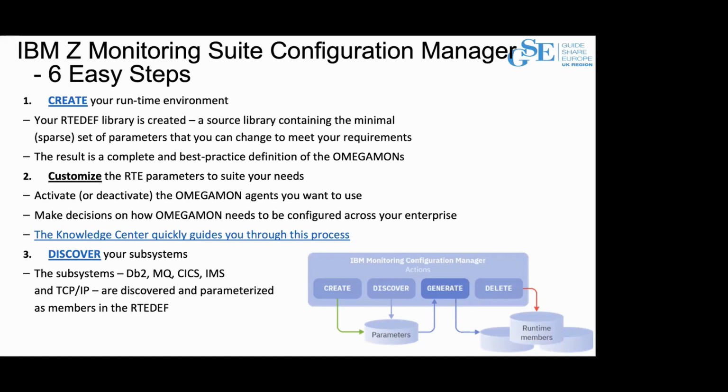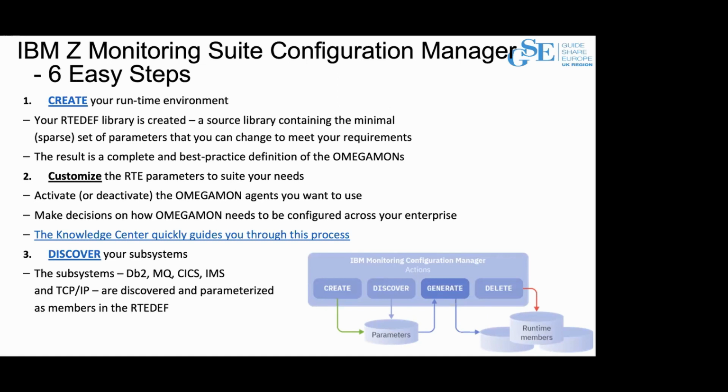Okay, so the first one, as I said, is create. This creates your runtime environment. It actually creates just one data set, which is your RTE def library. We set up a list of parameters that most customers change to configure the OMEGAMON. So you'll find members in there when you run this create job action, and it will create this RTE def library.